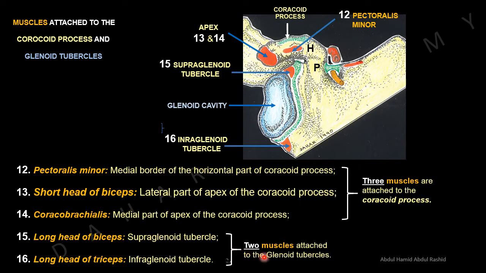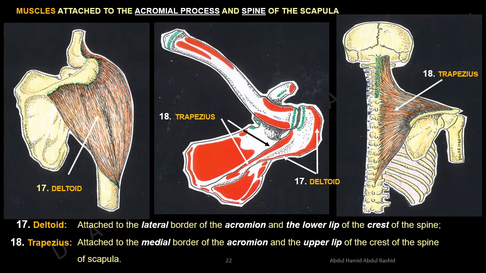Next are two muscles which are attached to the tubercles. They are number 15, long head of biceps, which is attached to the supraglenoid tubercle, and number 16 is long head of triceps, which is attached to the infraglenoid tubercle. Next group of muscles are those attached to the acromial process and spine of the scapula.